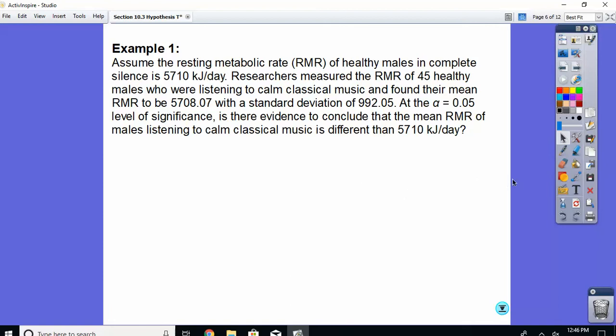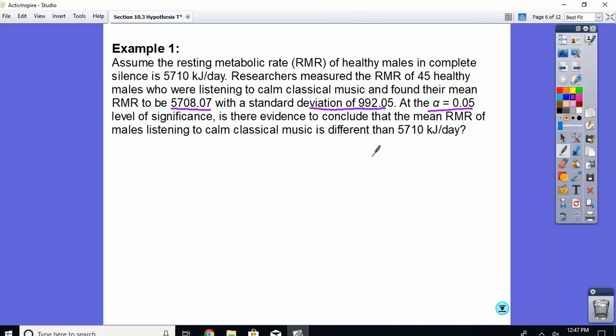Assume the resting metabolic rate of healthy males in complete silence is 5,710 kilojoules per day. Researchers measured the RMR of 45 healthy males who were listening to calm classical music and found the mean to be 5,708.07 with a standard deviation of 992.05. At the alpha equals 0.05 level of significance, is there evidence to conclude that the mean RMR of males listening to calm classical music is different than the 5,710? Okay, so very wordy, but let's go through and pick out our information.